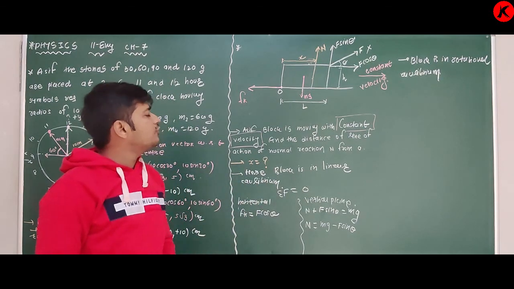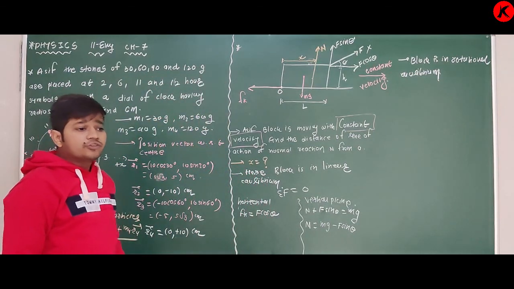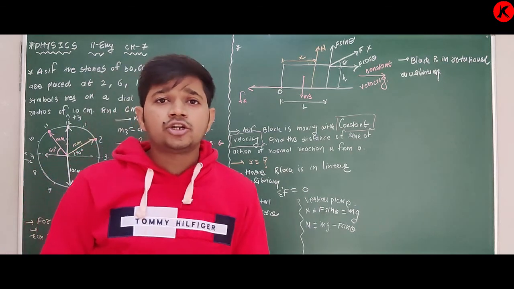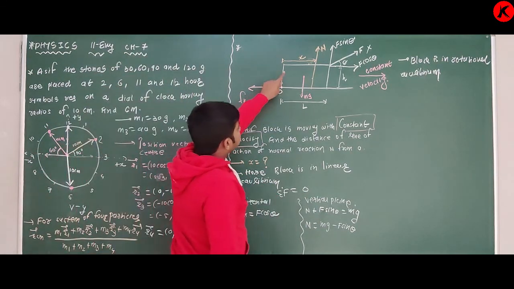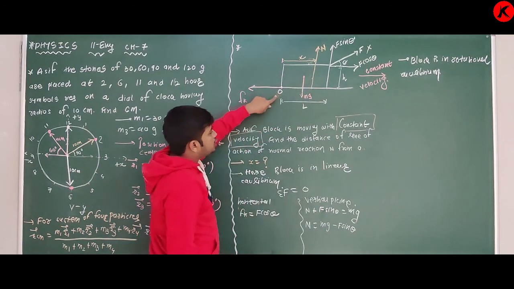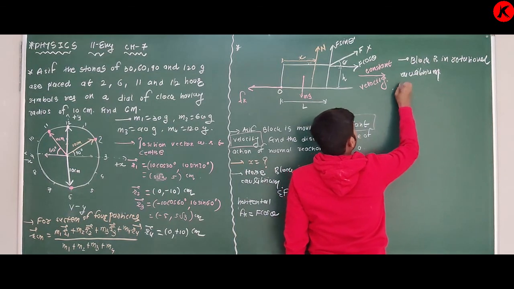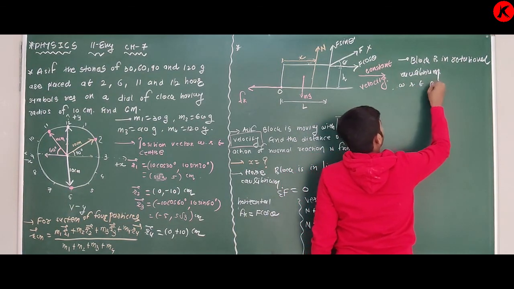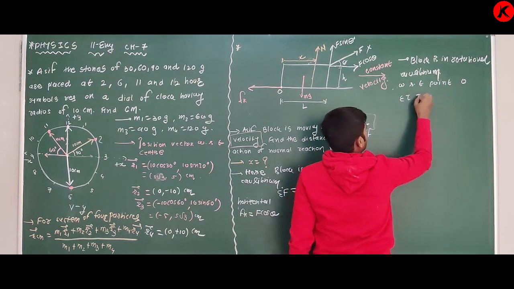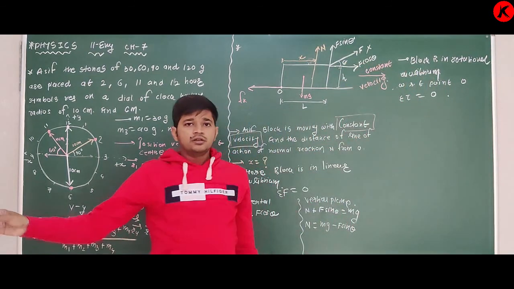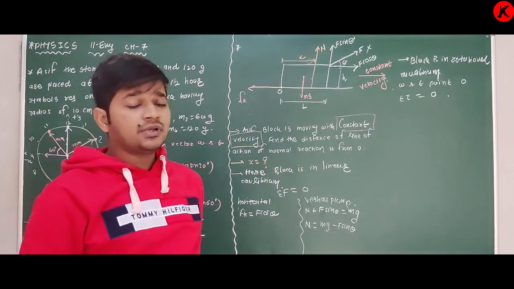Now, the block is in rotational equilibrium. Rotational equilibrium means with respect to some point, the resultant torque is 0. As you have to find the distance of the normal reaction from point O, I am taking that, since the block is in rotational equilibrium, with respect to point O, sigma tau is equal to 0.